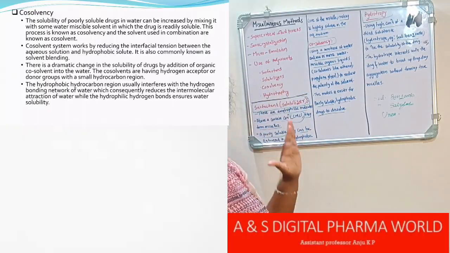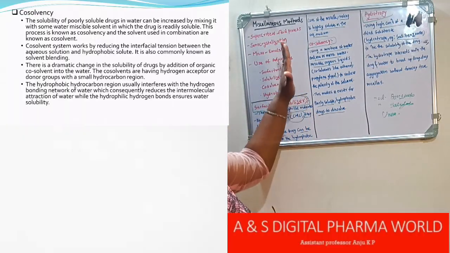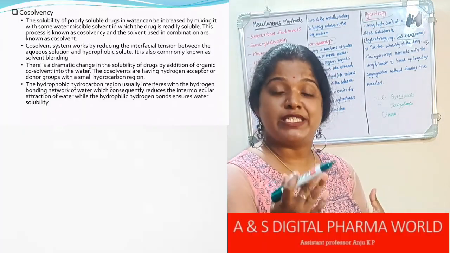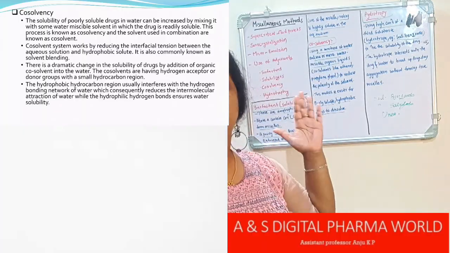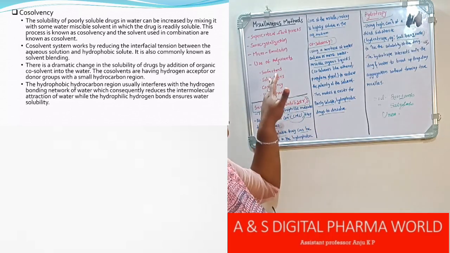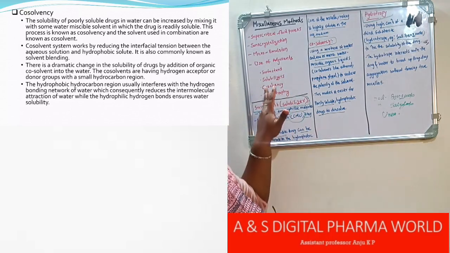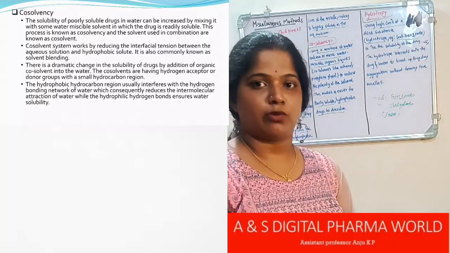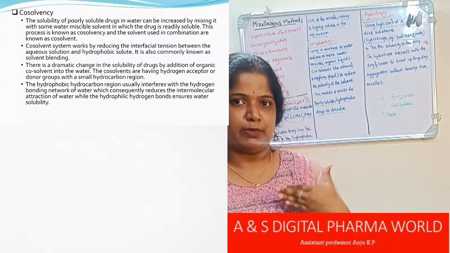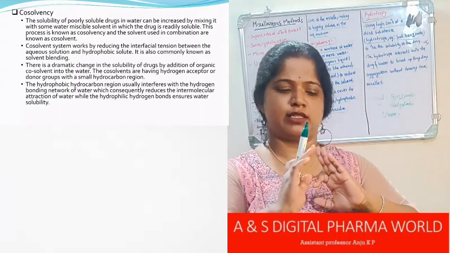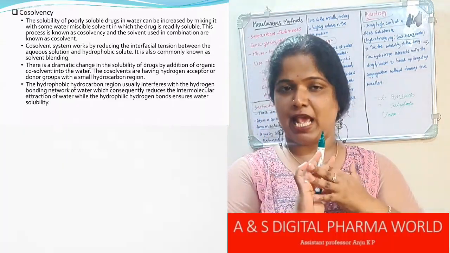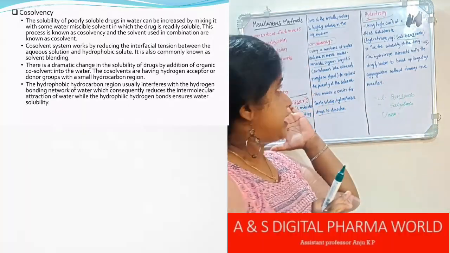The adjuvants are the agents which we add to our formulation to increase the solubility: surfactants and solubilizers, co-solvency, and hydrotropy. So this is the end of our solubility enhancement methods. We have discussed the complete physical modification, chemical modification, as well as the miscellaneous methods.